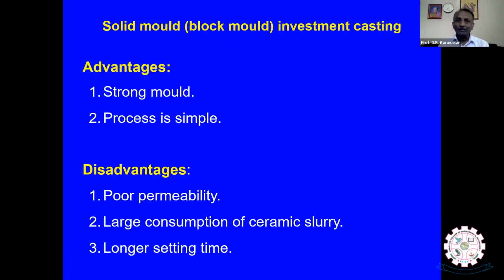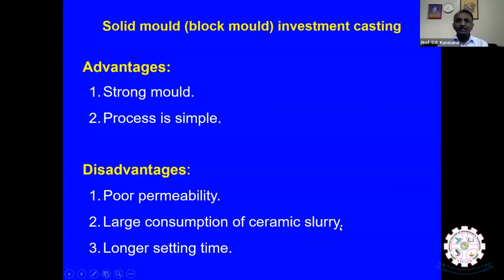Now, what happens to the permeability in this solid mold investment casting process? Throughout the shell, this ceramic slurry is filled, and this ceramic slurry is made up of fine ingredients, and the permeability is poor. Then what will happen? Sometimes hot gases cannot escape from the mold and they get accumulated around the surface of the casting, and porosity forms, which is not desirable.